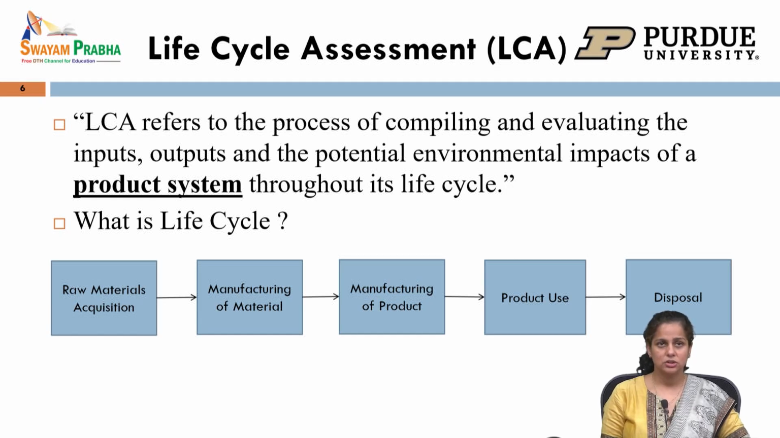The next stage is manufacturing of material. So, you take some raw material which is in crude form, let us say an ore form, and you process it to make a material. The next stage is manufacturing of product. If you have a complex product, you might be assembling different components together. The next stage is product use. So, it goes through the use phase, and then the last is disposal, which is the end of the life cycle.